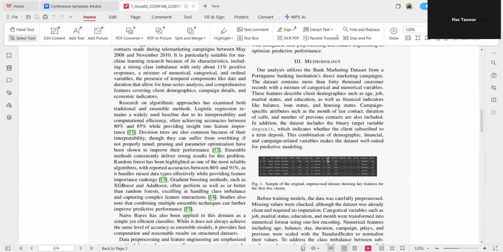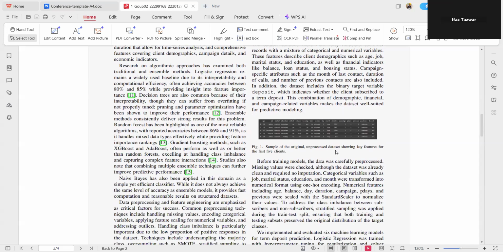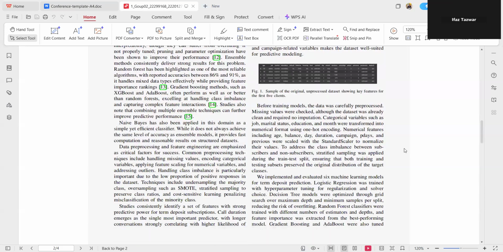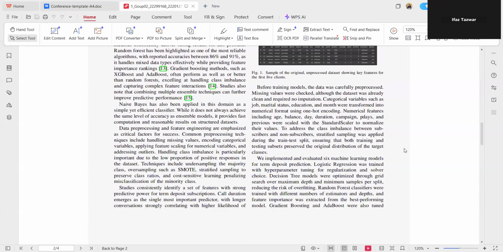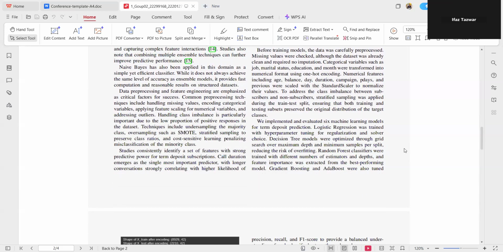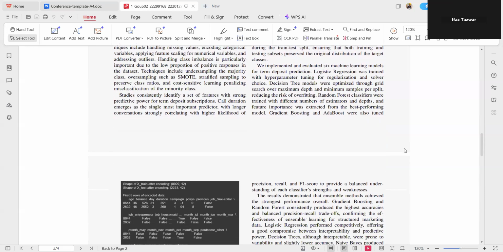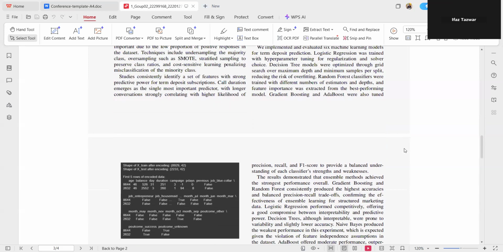As mentioned earlier, we use the bank marketing dataset, which contains a combination of numerical and categorical features. These features describe demographic information such as customers' age, job, marital status, and education, as well as financial information like account balance, loan status, and whether they have a housing loan or not. Additionally, the dataset includes campaign-specific details like duration of the last call, month of the last contact, and the number of previous contacts made. The target variable indicates whether the client subscribed to a term deposit or not.